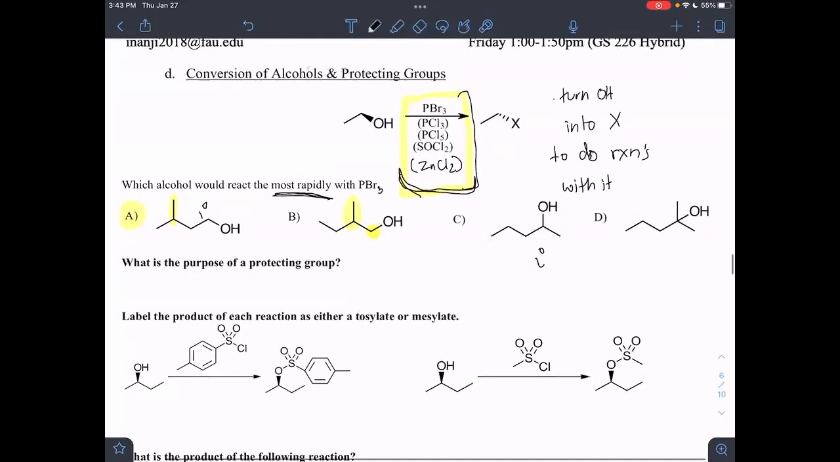So what is the purpose of a protecting group? It's to keep or change the stereochemistry. So when we're doing reactions and we want a given product, we probably want a set stereochemistry. And with different protecting groups, we can either keep or invert that.